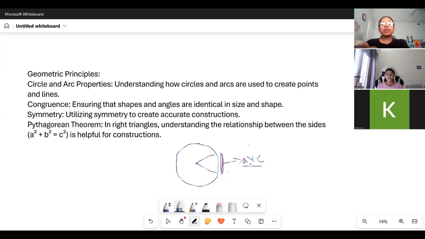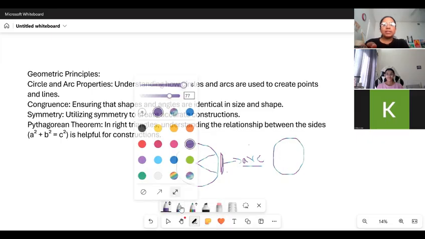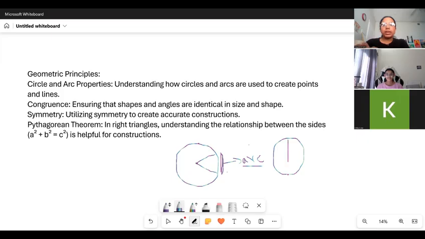A minor arc is less than half a circle, and half a circle is 180 degrees, right? Let me just redraw the straight line. That's a half circle, right? If an arc is smaller than this section of a circle, then it's called a minor arc. And if it's more than this section of a circle, it's called a major arc. Those are the two different types of arcs you would need to know.